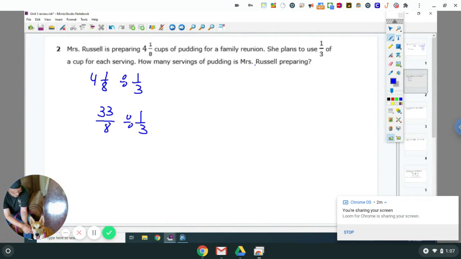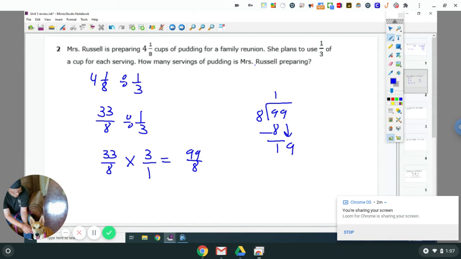Then we're going to keep it, switch it, flip it. So you're going to do 33 eighths times 3 over 1, and you cannot simplify. So you're going to do 99 over 8. Your answer choices on your test will be mixed. This is free response at the moment. So you're going to divide 8 into 99. You have 3 left over, so you can put that over the 8. So then you'll get 12 3/8.